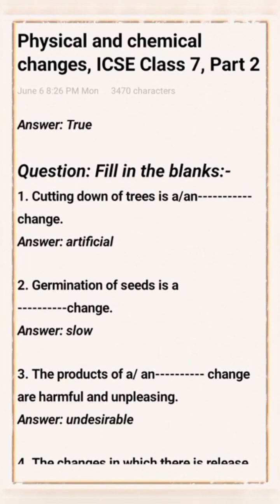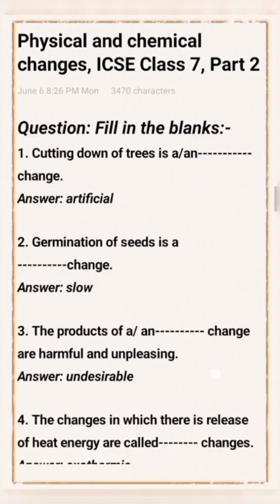Okay. Next question type, fill in the blanks. At first, number 1, cutting down of a tree is a or an dash change. The proper word to fill in is artificial. That is, cutting down of a tree is an artificial change. Next, germination of seed is a dash change, slow change.